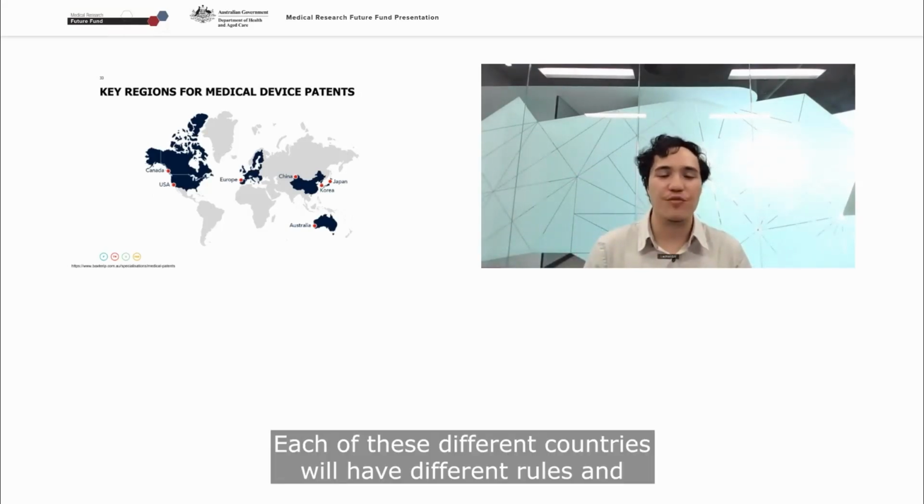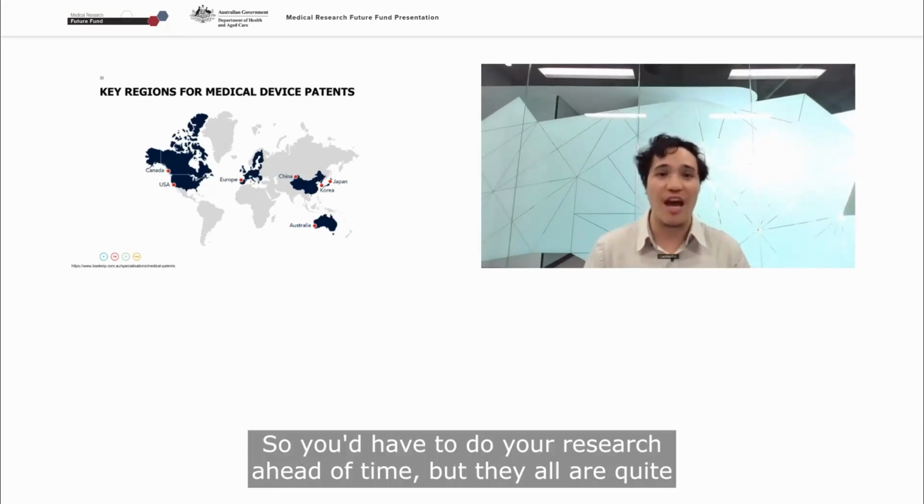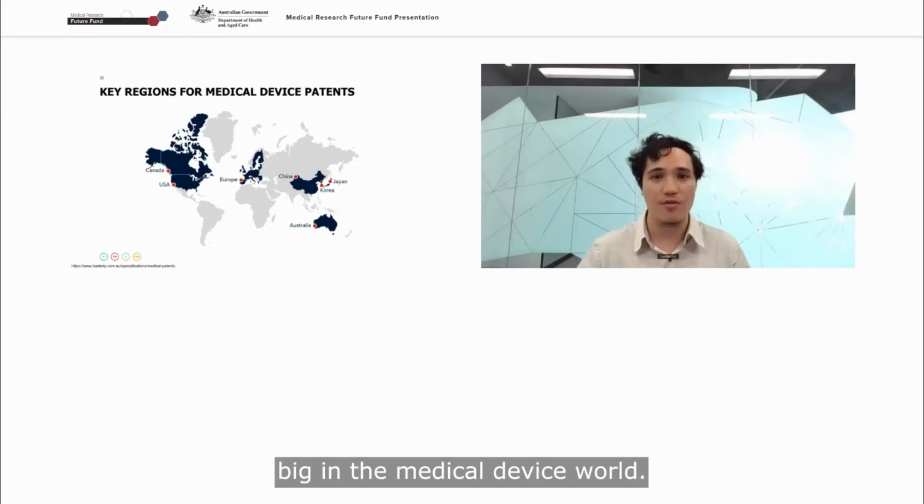Each of these different countries will have different rules and regulations for applying for patents, so you'd have to do your research ahead of time, but they all are quite big in the medical device world.